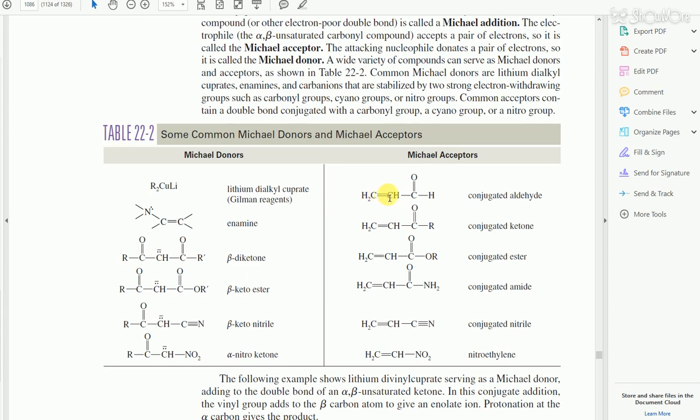So it's always a double bond. So basically they're dienophiles: a double bond with an aldehyde, a double bond with a ketone, a double bond with an ester, a double bond with an amide, a double bond with a nitrile, and a double bond with a nitro group.